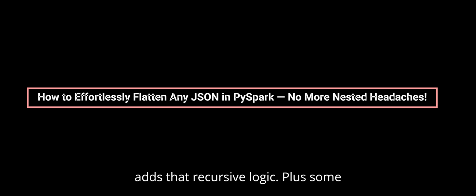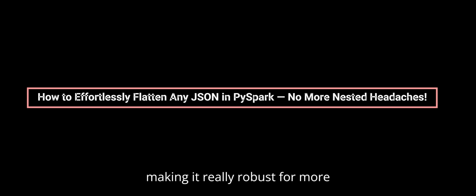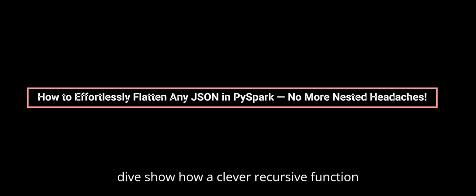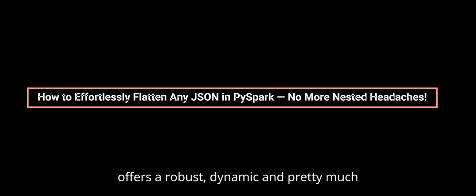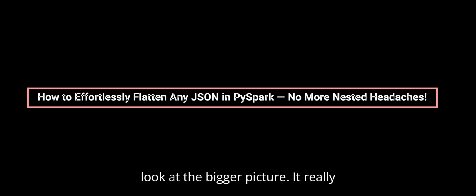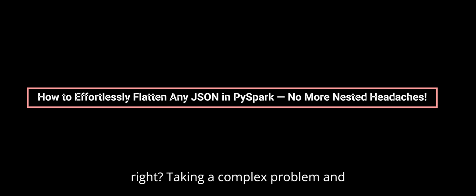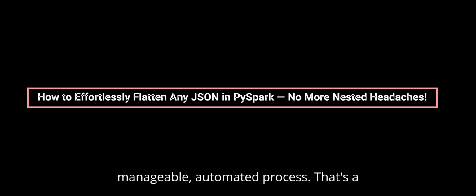But this version adds that recursive logic, plus some optimizations and better error handling, making it really robust for more situations. So summing up then, this deep dive showed how a clever recursive function in PySpark can systematically flatten even really tough JSON structures. It offers a robust, dynamic, and pretty much effortless solution. Yeah, and if you zoom out a bit, look at the bigger picture, it really highlights the power of recursion itself, right? Taking a complex problem and breaking it down into a simple, repeatable step. It turns something potentially overwhelming into a manageable, automated process.